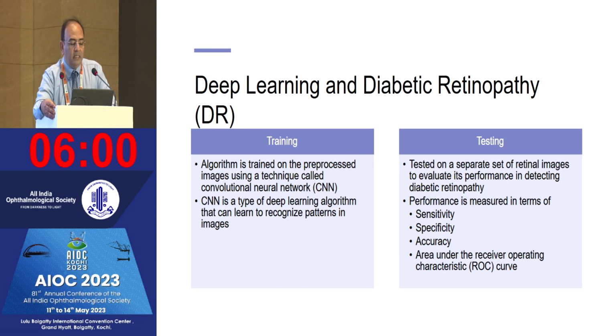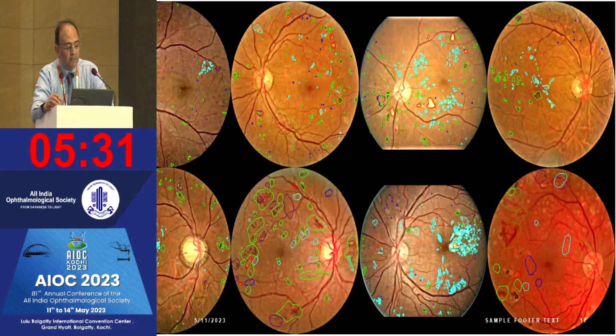So the training is done, and the algorithm is trained on the pre-processed images using a technique called CNN, convolutional neural network, which is a type of deep learning algorithm that can learn to recognize patterns in images. Then this model is tested on a separate set of retinal images to evaluate performance in detecting diabetic retinopathy. The performance is measured in terms of sensitivity, specificity, accuracy, and area under the receiver operating characteristic, or ROC curve. So this image has already been explained by Dr. Prasanna, so I'll not go into detail again. So you tell the machine that this is what, and then next time the machine starts learning on its own.